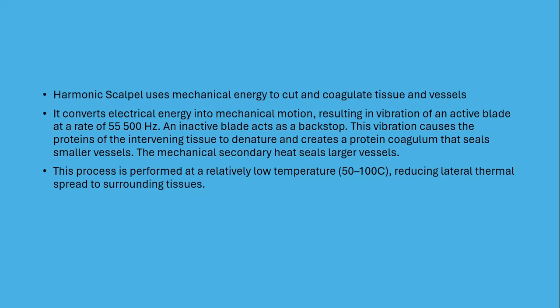Harmonic scalpel uses mechanical energy to cut and coagulate tissue and vessels. It converts electrical energy into mechanical motion, resulting in vibration of an active blade at a rate of 55,500 Hz. An inactive blade acts as a backstop. This vibration causes the proteins of the intervening tissue to denature and creates a protein coagulum that seals smaller vessels. The mechanical secondary heat seals larger vessels. This process is performed at a relatively low temperature, 50 to 100 C, reducing lateral thermal spread to surrounding tissues.